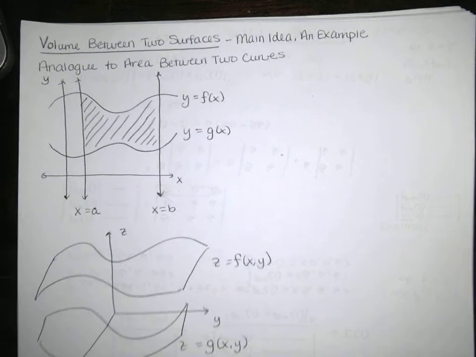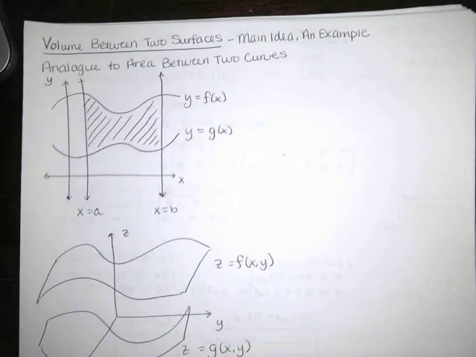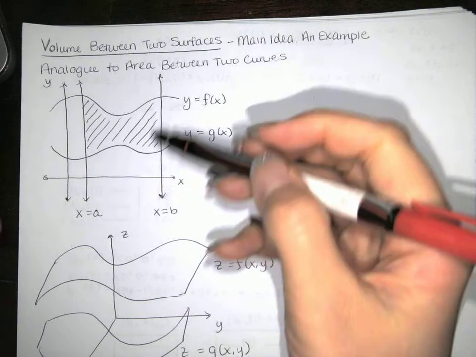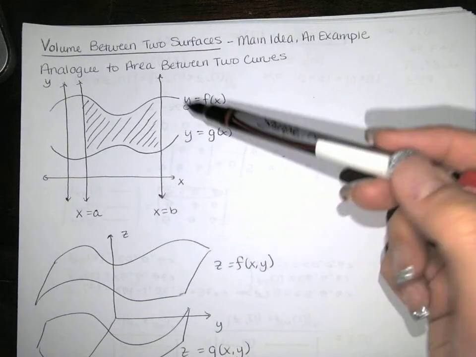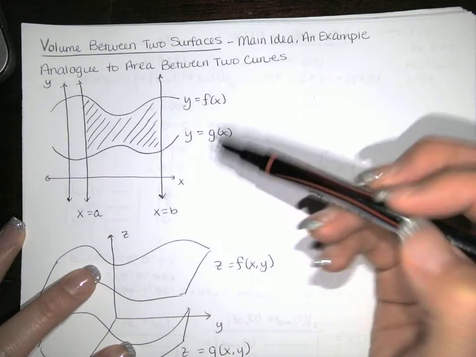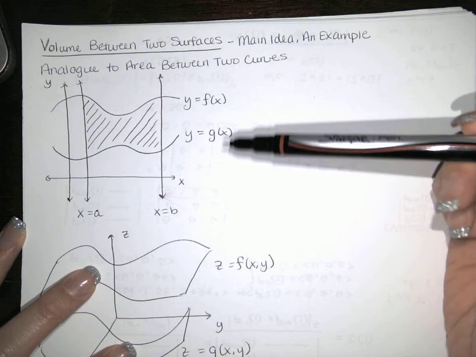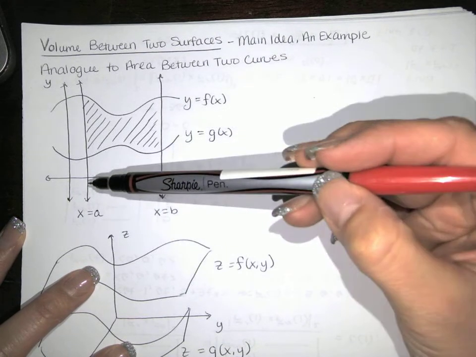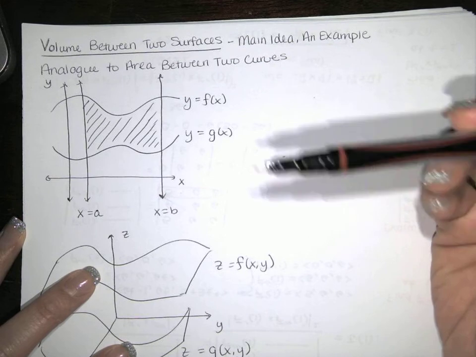In this video, we discuss finding the volume between two surfaces. It's analogous to finding the area between two curves. So remember, you studied this back in Calculus 1 or Calculus 2. Let's say you wanted to find the area between y equals f of x and y equals g of x on the interval from x equals a to x equals b.